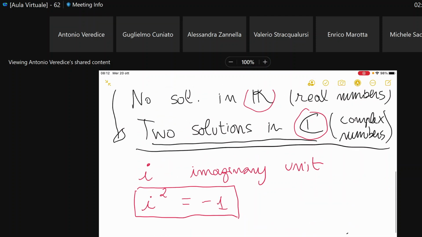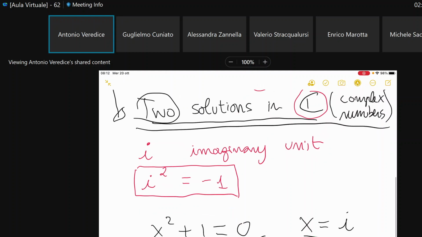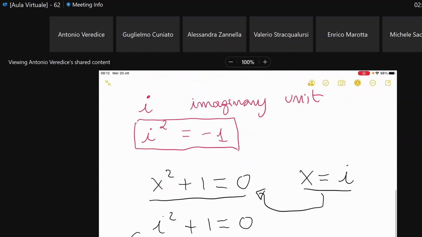And this is one of the solutions of this equation. But I told you the equation has two solutions. So what about the other solution? One solution of this equation in C is I. Are you okay with this? Any questions up to this point?